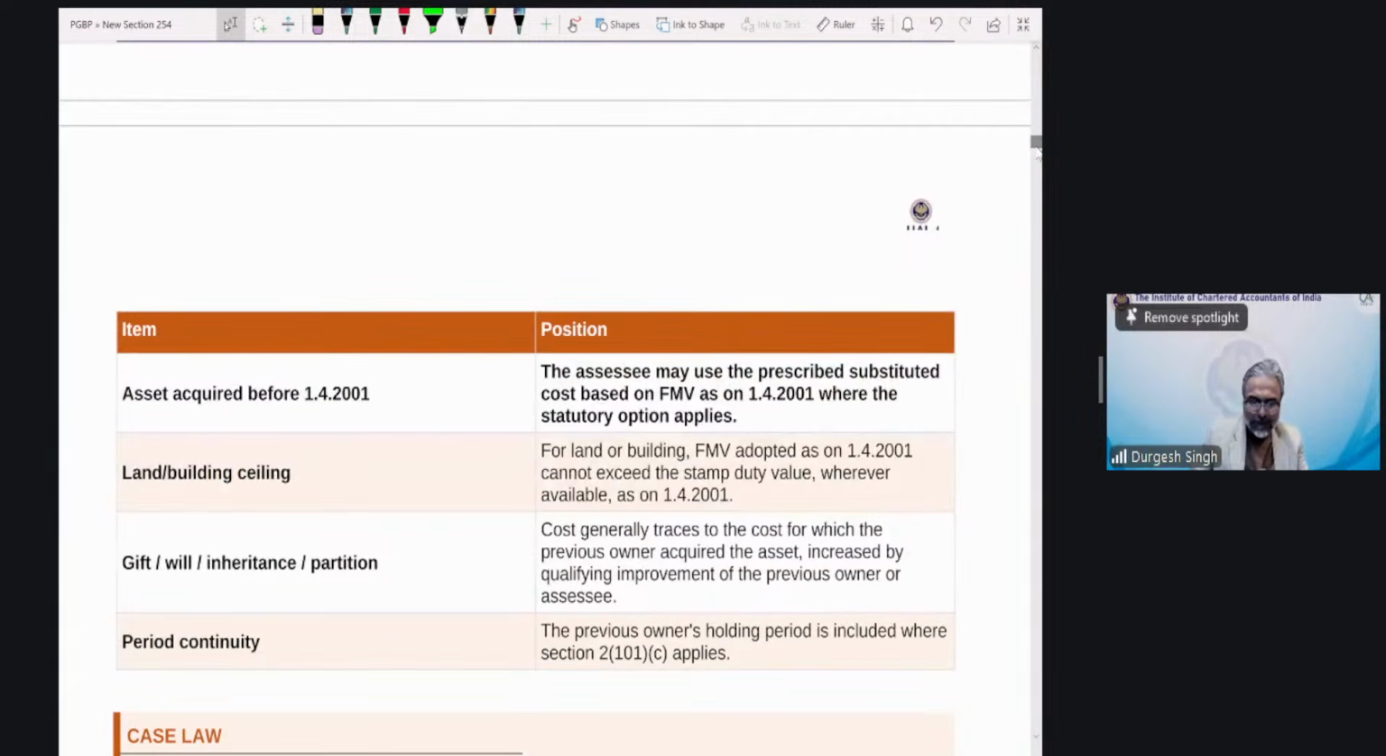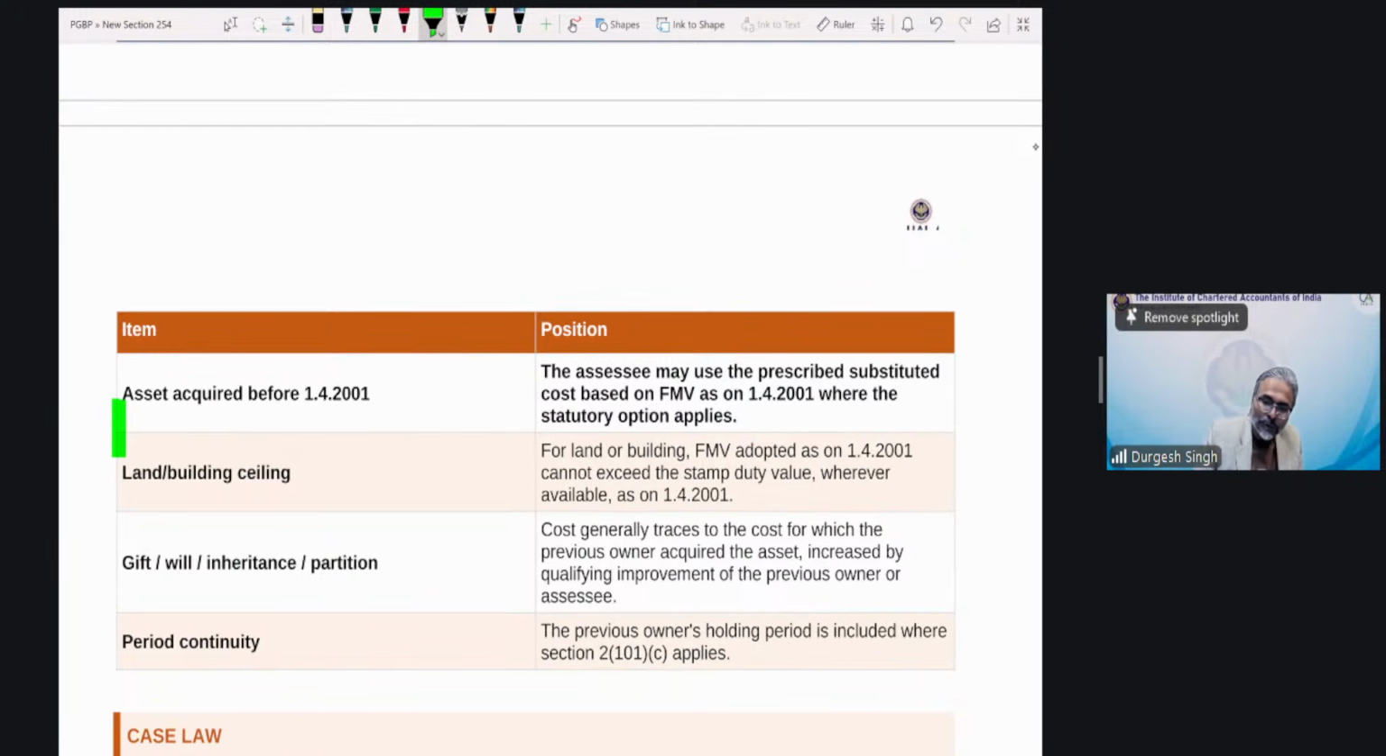Now cost of acquisition, students. If you see over here, this is an important part you should know, especially when it comes to real estate transactions: an asset acquired before 1st April 2001. What will you say of this? The assessee may use what? The prescribed substituted cost based on the FMV as on 1st April 2001, where the statutory option applies.